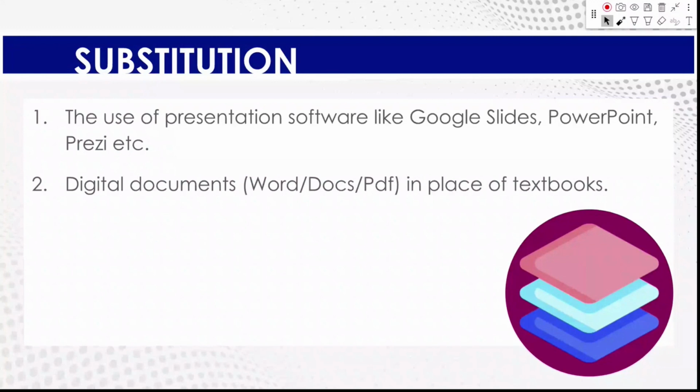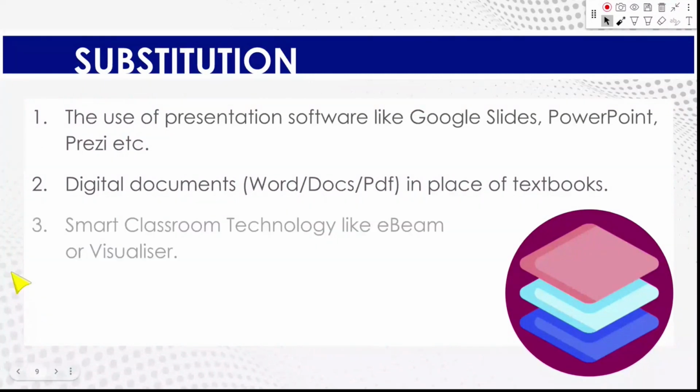So in other words, this is an immediate way where we move things from a substitution level to an augmentation level. Right? When we use smart classroom technology like an e-beam or a visualizer, these are forms of substitution that immediately allow you to add extra things. Yes, as you said, hyperlinks. It's a quick and easy and incredibly effective way to change something into an augmented level of things.